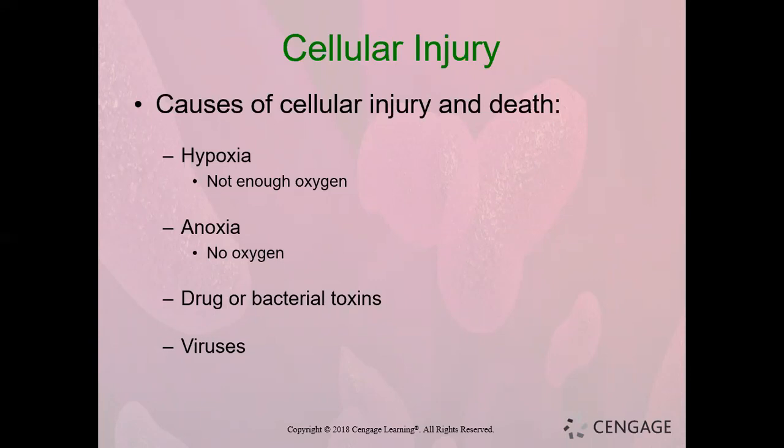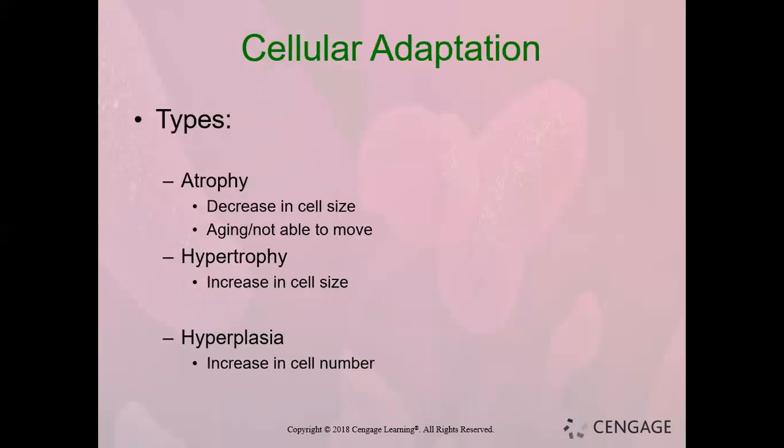There's drug or bacterial toxins, and there's viruses that can cause cellular injury. All right, there's different types of cellular adaptation. Atrophy is a decrease in the cell size. Hypertrophy is an increase in the cell size, and hyperplasia is an increase in the cell number.